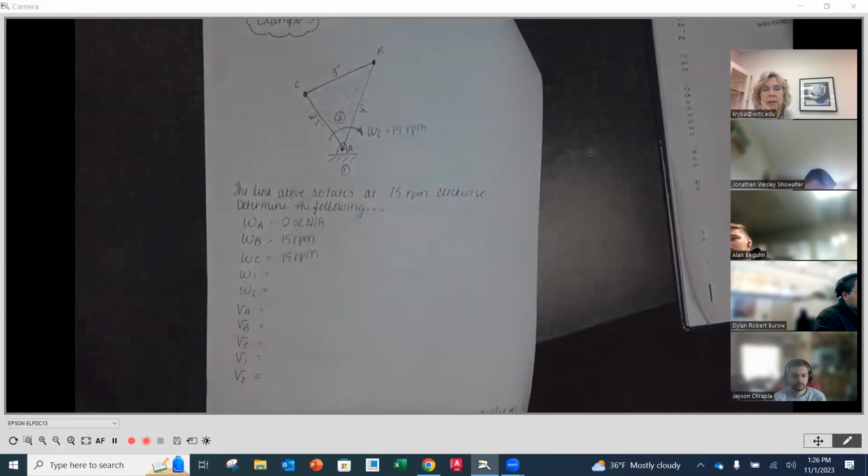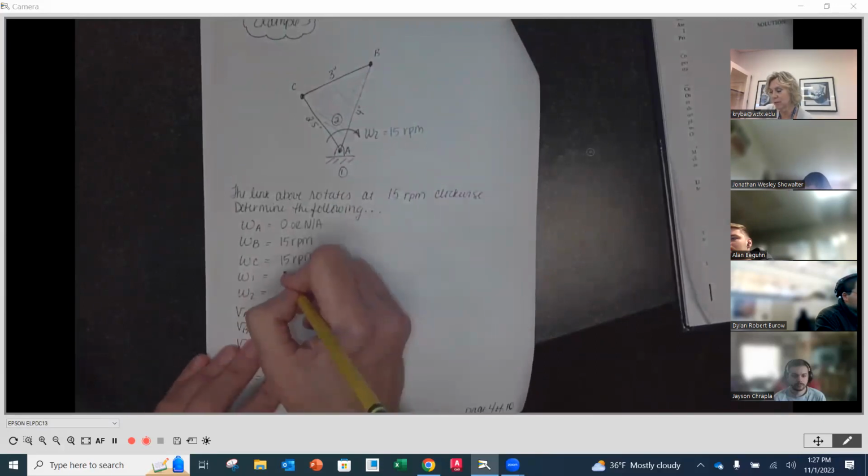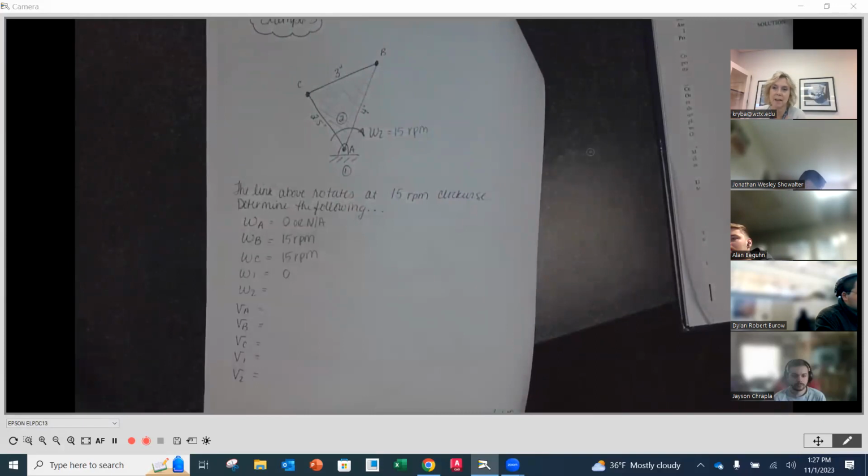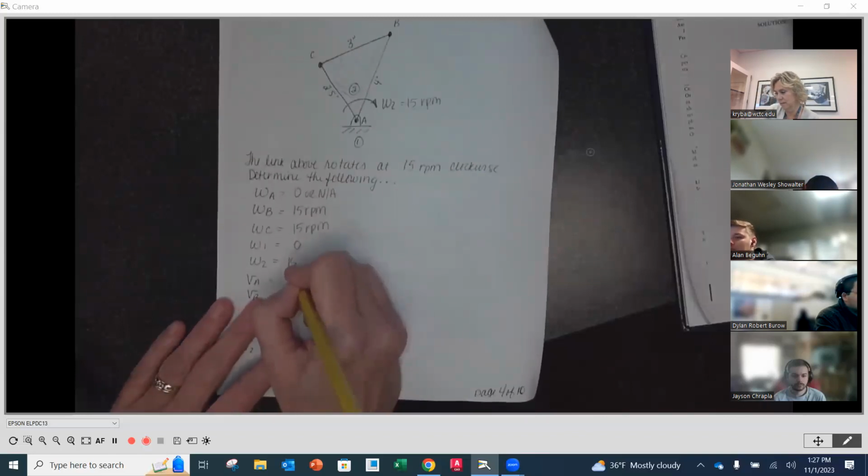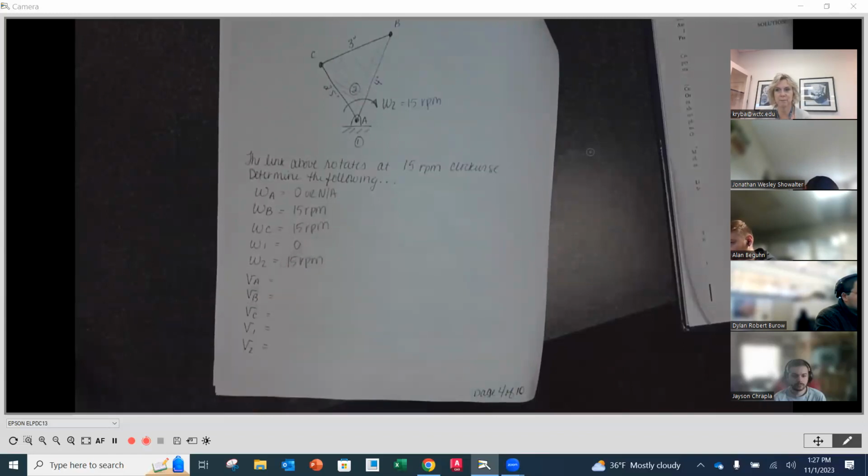What about the rotational speed of link number 1? That one we can say is 0. That's the frame. It doesn't move, right? That one we can say is actually 0 or non-applicable. I think that could be fair to say. What about the rotational speed of link number 2? What is it? 15, yes. 15 RPM.